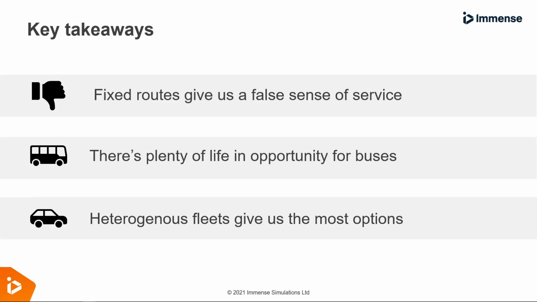But I wanted to share also some key takeaways that we've taken away from looking at some of this analysis. The first is that fixed route services, particularly in comparing what we can provide with on-demand services and DRT directly with fixed routes, is that fixed routes often give us a false sense of service. If we just consider frequency of fixed route services and we don't combine that with coverage and with access time, we are misleading ourselves into what the experience of passengers is.